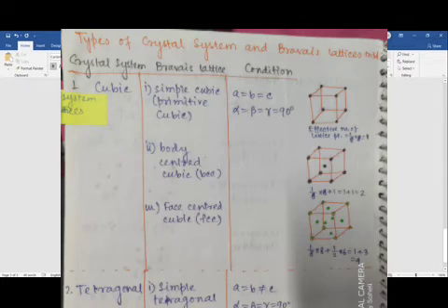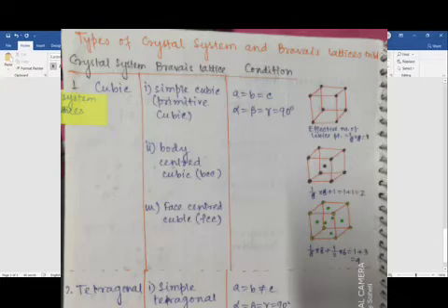For simple cubic, the effective number of lattice points will be 1. How? There are 8 corners, 4 above and 4 below. Each lattice point is shared with the 8 surrounding cubes, so in one cube it contributes 1/8 of it. So 1/8 times a total of 8 points will be 1. The effective number of lattice points is 1.